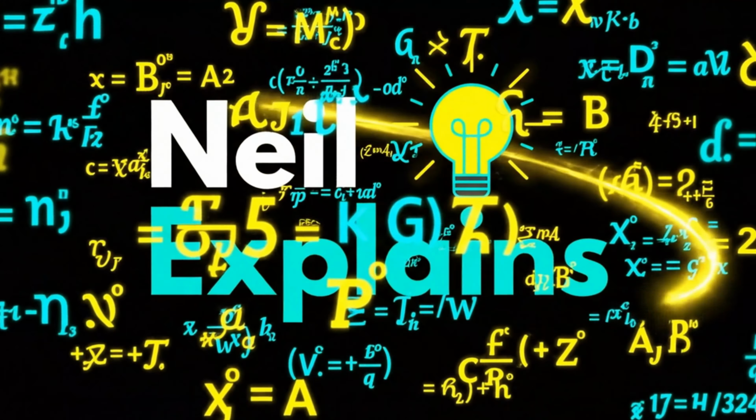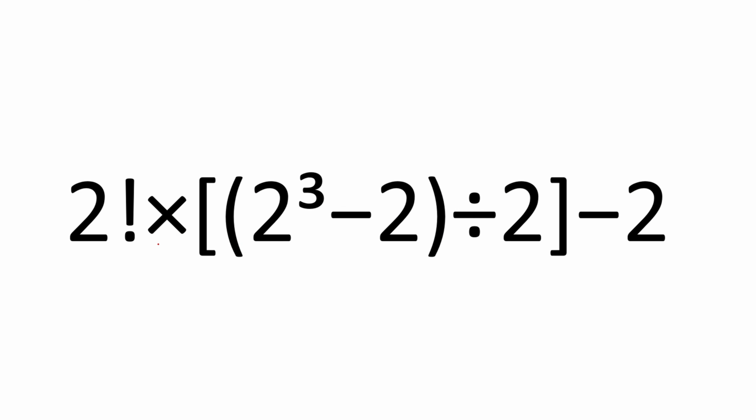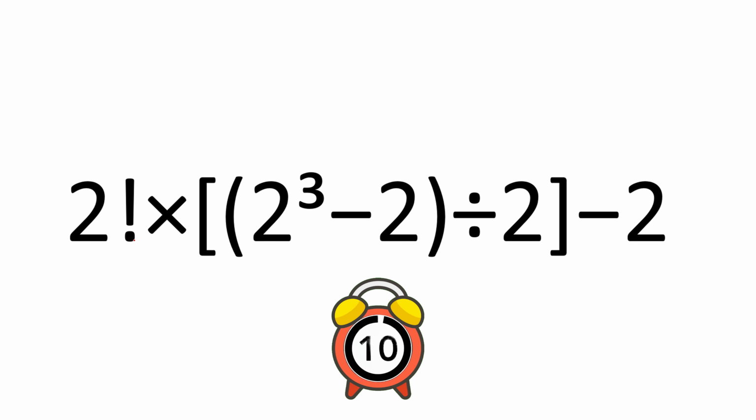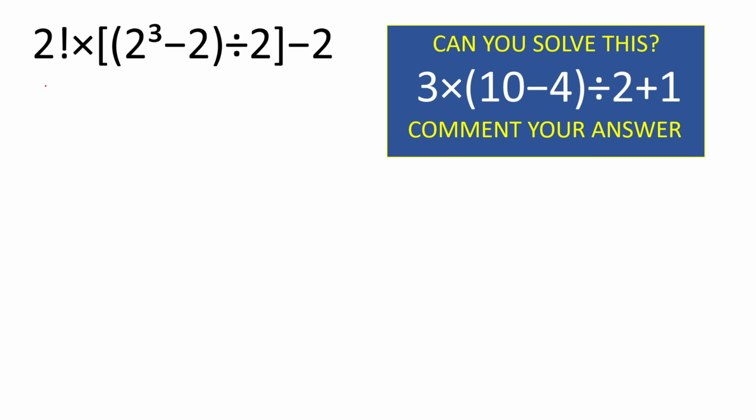Hey everyone, today we have this tricky math question. When you fail to solve this and you have 10 seconds to solve, your time's up. Now I am going to solve this. 2 factorial times bracket 2 cube minus 2, and this is divided by 2 minus 2. So this is our question.